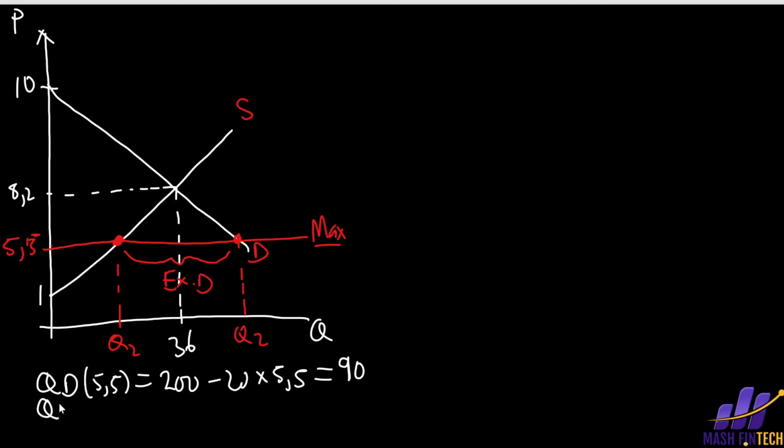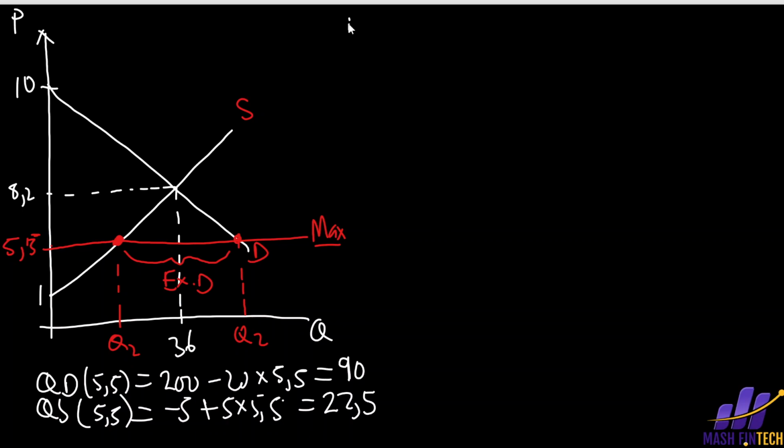And then the quantity supplied for a price of 5,5 is minus 5 plus 5 times 5,5. You substitute this into your calculator as well, you must get 22,5. All right, so these are quantities, these are loaves of bread.